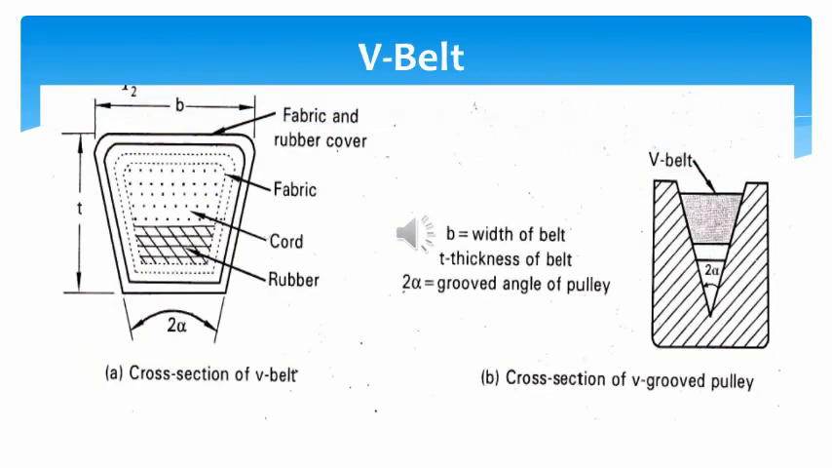Next is V belt. You can see the diagram of the V belt. It goes and sits in the groove in the pulley. So it is more efficient since it has more surface area that grips the pulley and better surface contact. Hence it is much more efficient than the flat belt drive.